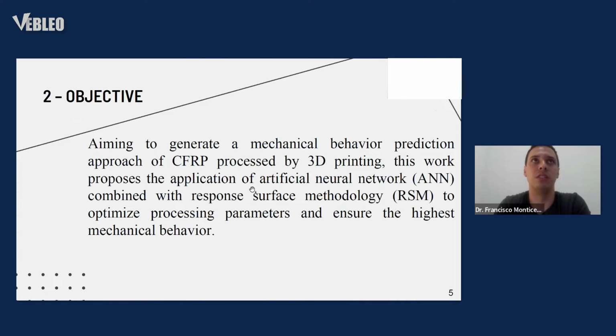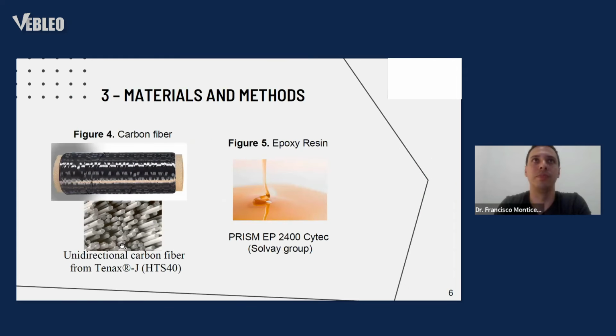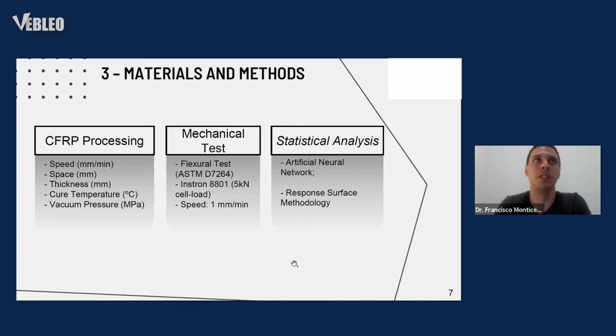So the aim of this work is to generate a mechanical behavior prediction of a carbon fiber composite processed by 3D printing. For this purpose, I will use the artificial neural network combined with the response surface methodology to optimize the processing parameters to ensure high mechanical behavior. For this project, we use the unidirectional carbon fiber from Tenax and the epoxy resin from Solvay Group.